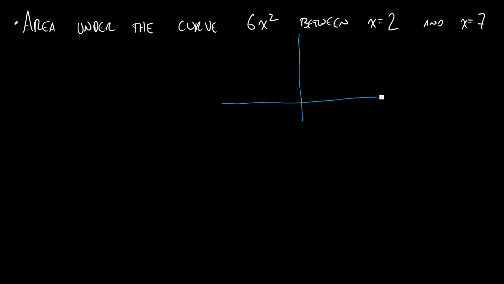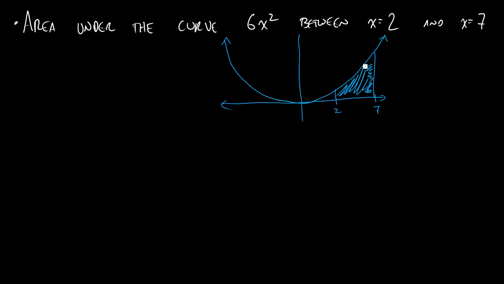So we'll have 6x squared. Here's my axis, and 6x squared is a parabola, and it looks something like this. Now, when it says find the area between x equals 2 and x equals 7, I would draw out 2 and 7, and then I would just shade all this in. I'm trying to find this area right here.